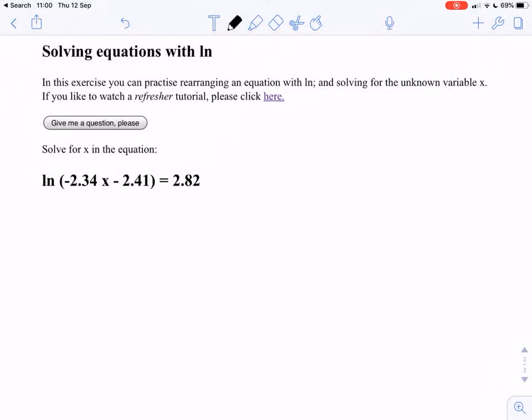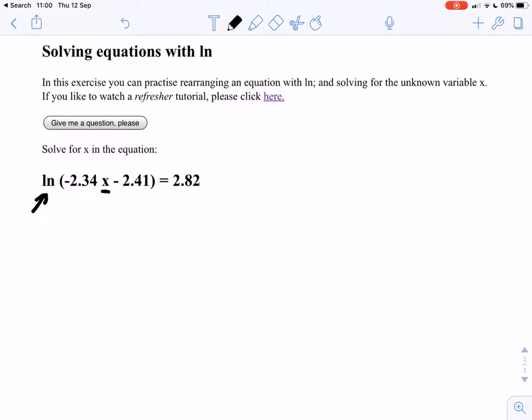Now in this case we have an equation where we have a natural logarithm in it. So this ln here indicates the natural logarithm, and we have an equation in which we have an x here in the argument of the natural logarithm. So how do we find our x?